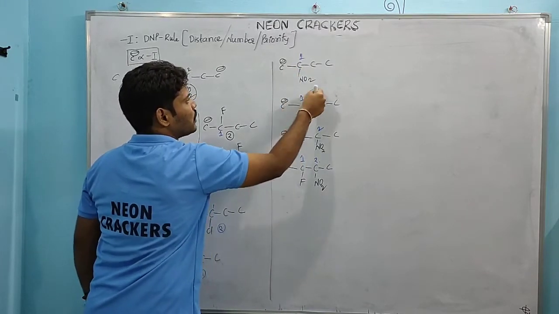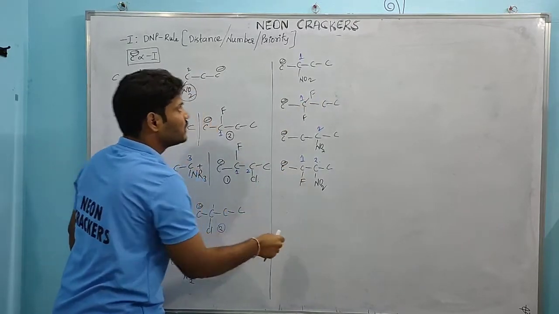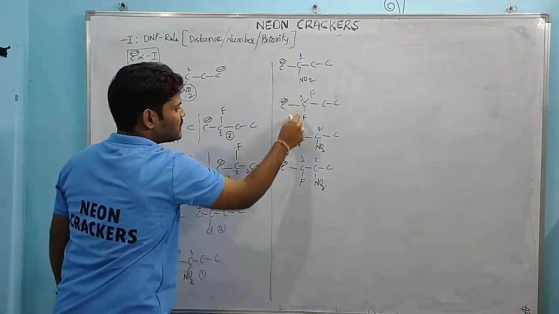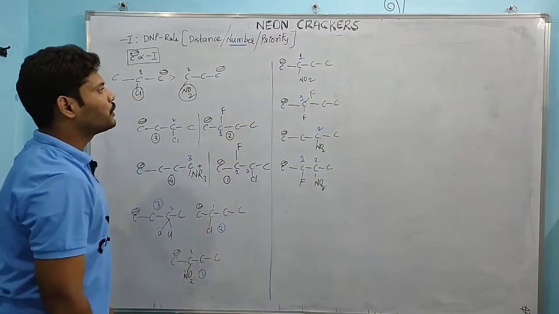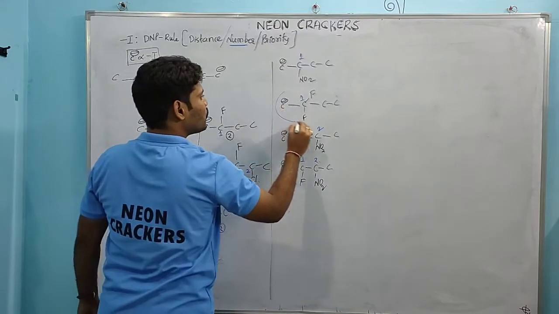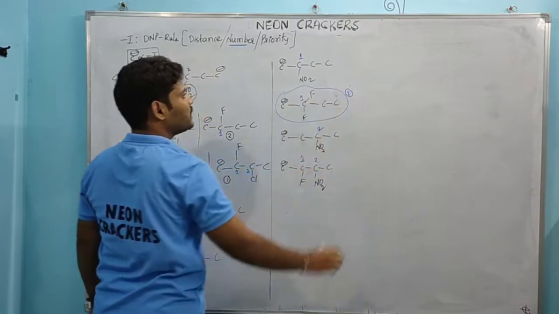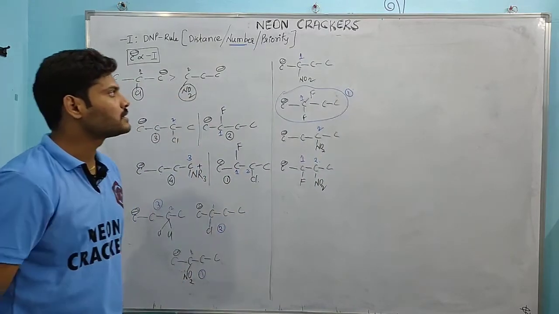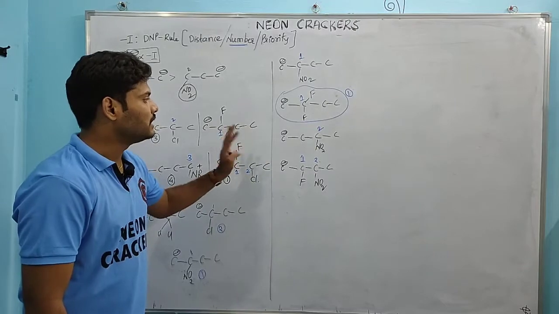The second one has two minus I, and this one has only one minus I. So the distance is the same. Second, the number of minus I components: this one has more minus I at the first carbon. That's why it has a stronger minus I effect, which means more stability.